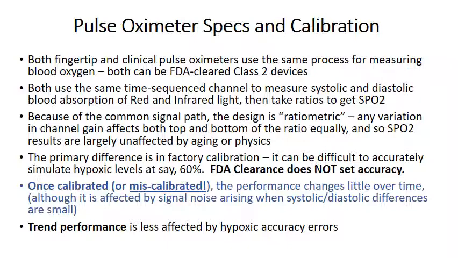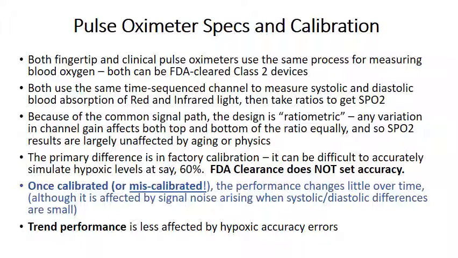Because of the common signal path, the design is ratiometric. And what that means is any variations that happen in channel gain over time affect the ratio of oxygenated hemoglobin to total hemoglobin equally. And so the results are largely unaffected by aging or physics. That's really important because it says basically once you have a correctly calibrated pulse oximeter, it is unlikely to change its calibration. The primary difference among devices is factory calibration, and in the higher end models, some proprietary algorithms for removing some effects which can affect the accuracy of pulse oximeters.